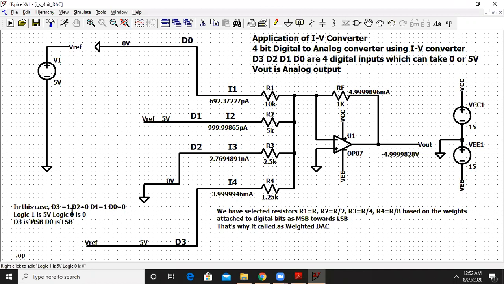So here logic 1 means 5 volts and logic 0 means 0 volts. And D3 is the MSB and D0 is the LSB bit. So that much information you should have. Okay, now let us simulate this. Right now it is that condition only. We have 5 volts applied to D3 and D1. Rest, D0 and D2, are grounded, I mean connected to logic 0. So let me simulate this. I'll go to simulate and run.